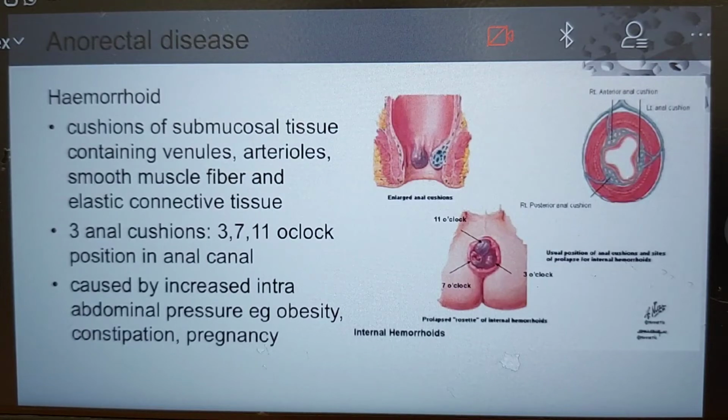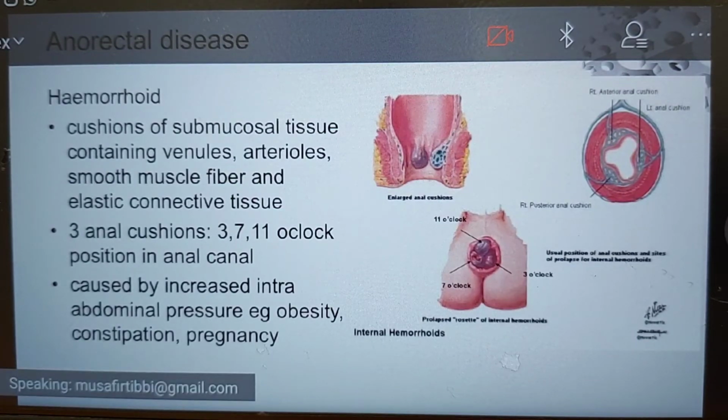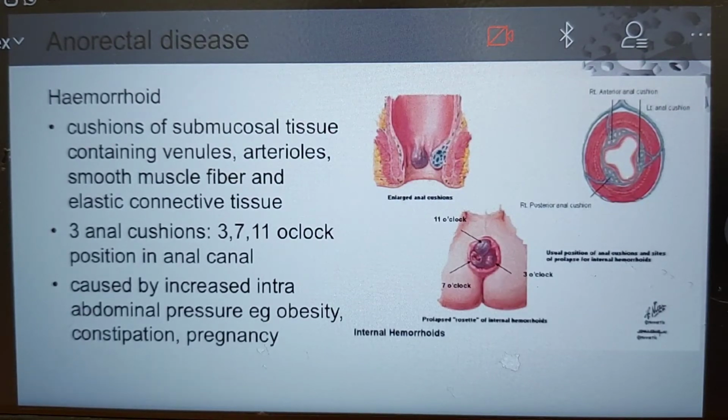Hemorrhoids are cushions of submucosal tissue containing venules, arterioles, smooth muscle fibers, and also elastic connective tissue. When the patient is in the lithotomy position, we can visualize the hemorrhoid. There are three anal cushions, at the 3 o'clock, 7 o'clock, and 11 o'clock positions in the anal canal.